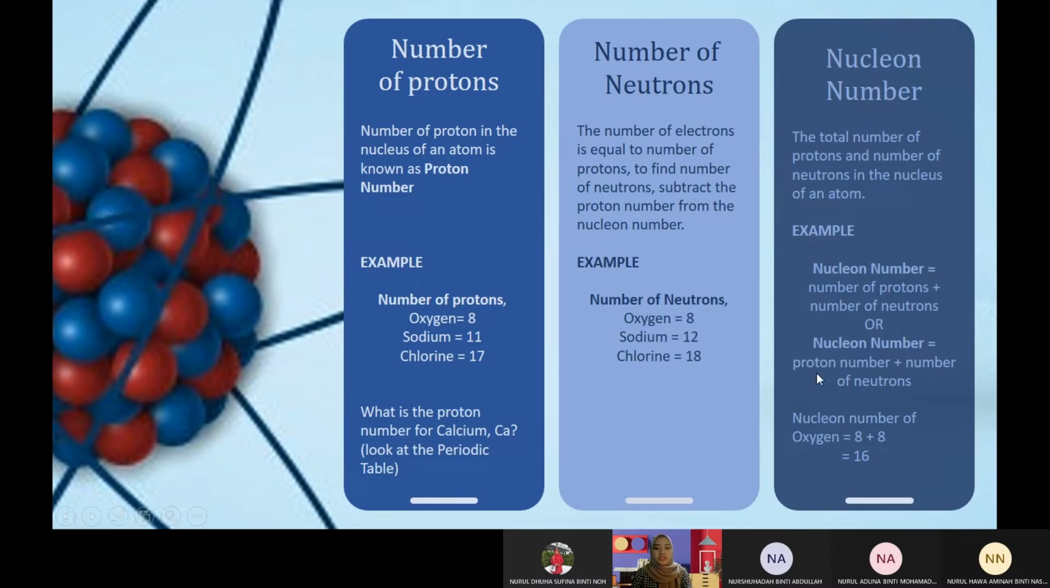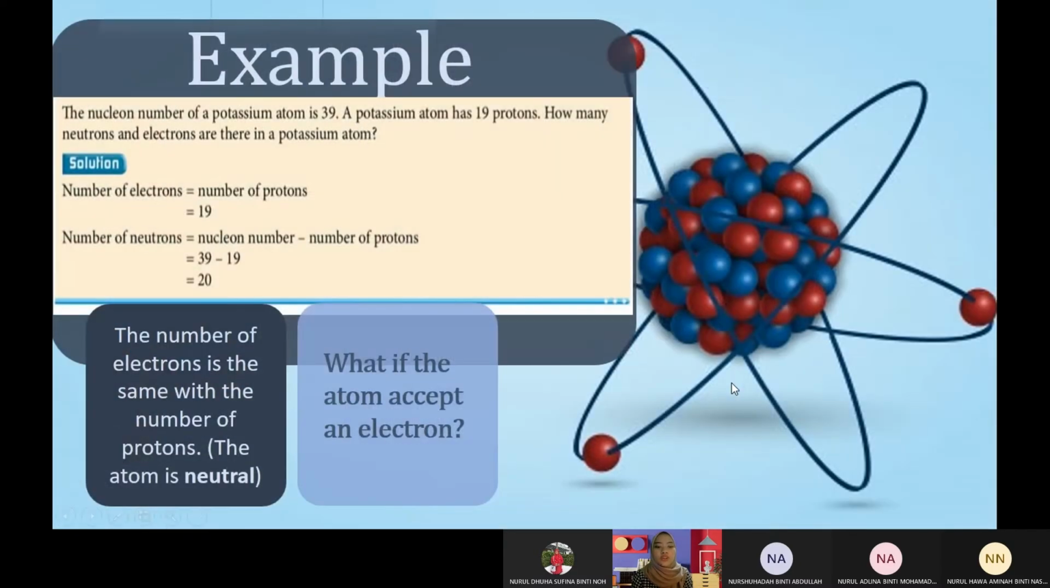Okay, another example, let's take a look at your textbook, page 33. And the question is, the nucleon number of a potassium atom is 39. So they gave the nucleon number, which is 39. A potassium atom has 19 protons. The number of protons is also given, which is 19. How many neutrons and electrons are there in a potassium atom? So you have to find the neutrons and electrons.